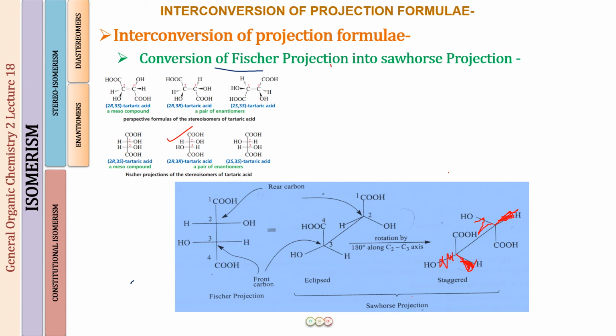Both of them look similar, only the sawhorse is a two-dimensional representation, whereas a flying wedge is going to be a three-dimensional representation of the molecule.